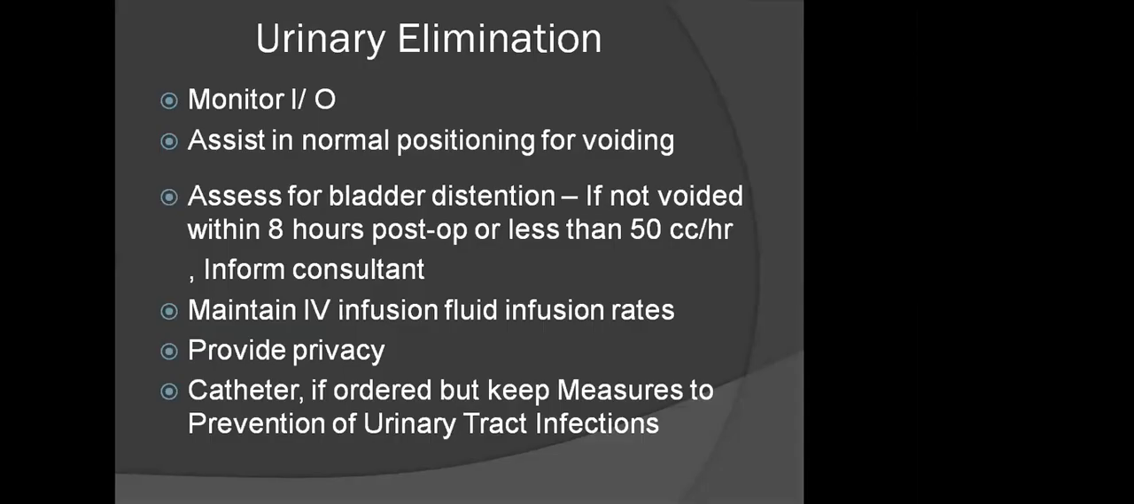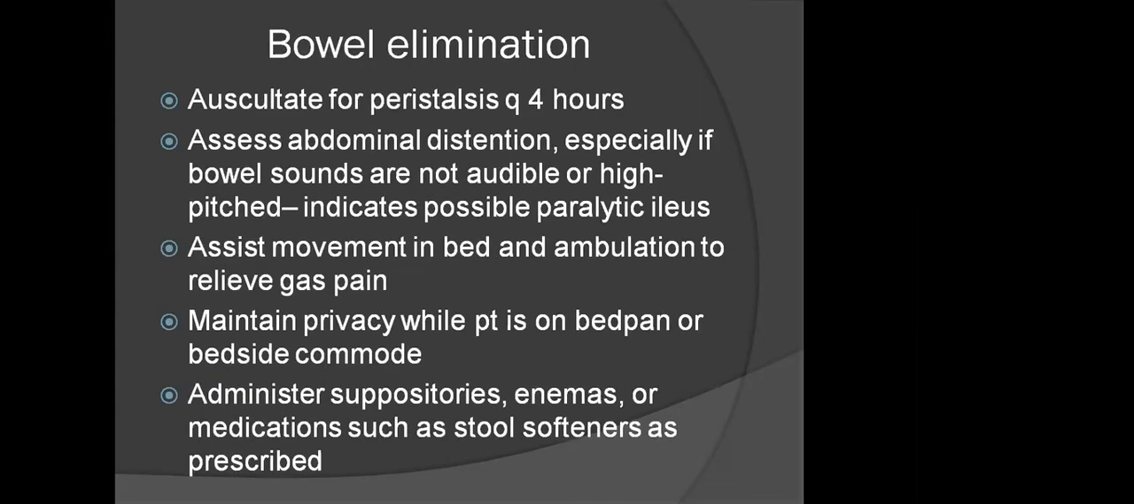Urine elimination. Urine output is an important part in ICU, so you have to monitor intake output charting. You should assist the patient in normal positioning for voiding. Keep an eye on bladder distension, because distension causes hypertension again. If your patient has not voided within 8 hours of surgery, then you should inform the consultant. Provide privacy. That's important, because the patient cannot void unless privacy is there. Catheterize if there is an indication for catheterization.